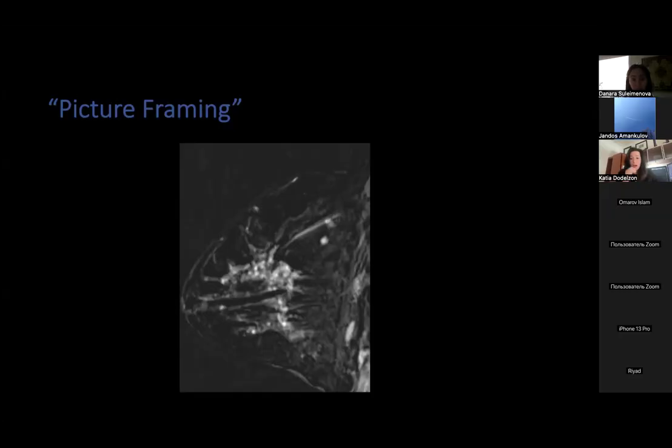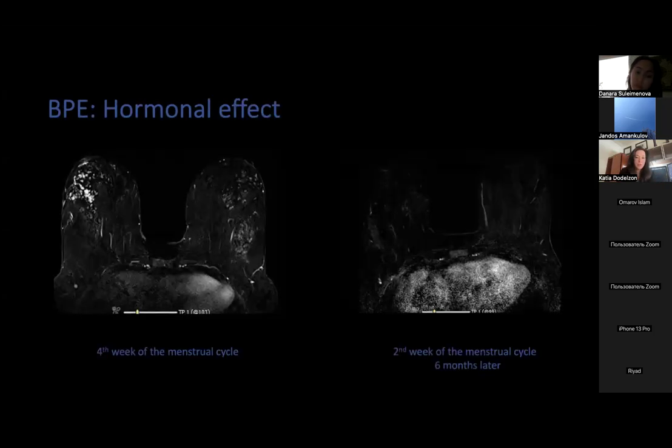BPE can also be made up of little masses, as you see here. This was an example I showed you earlier of marked background parenchymal enhancement. You see multiple masses, but they're all really outlining the periphery, making it a picture frame. This is benign, BI-RADS 2, just normal BPE.